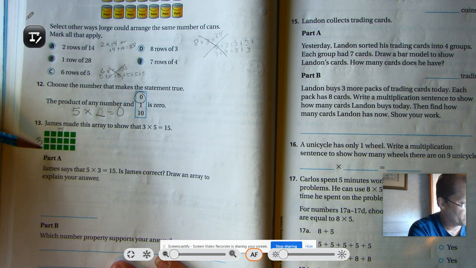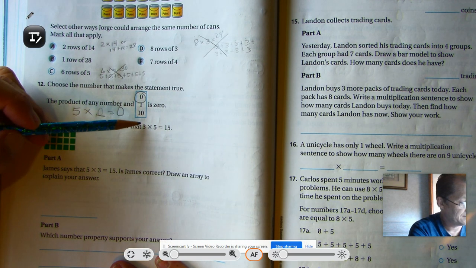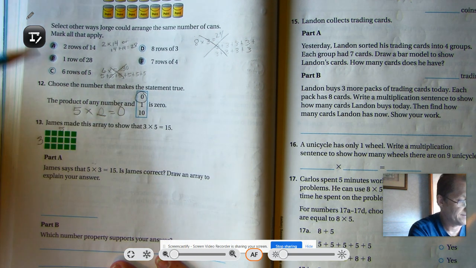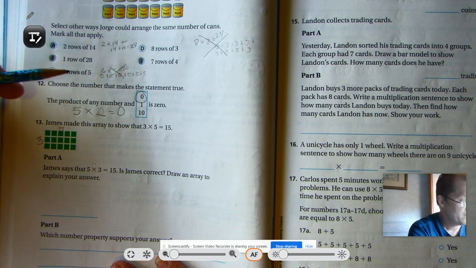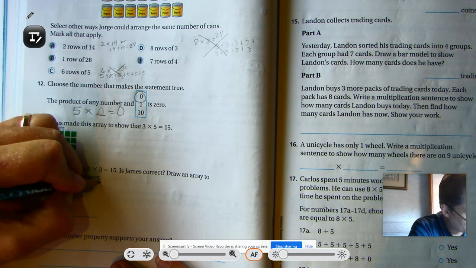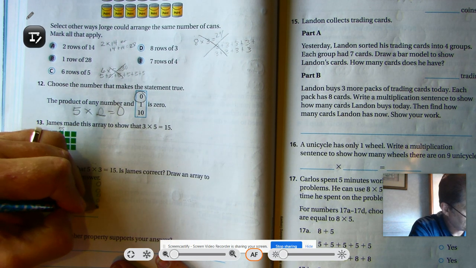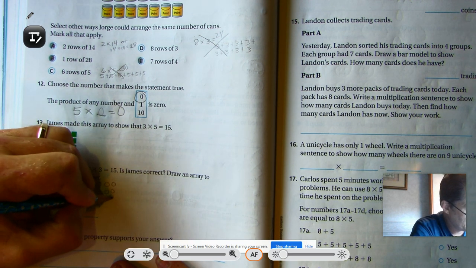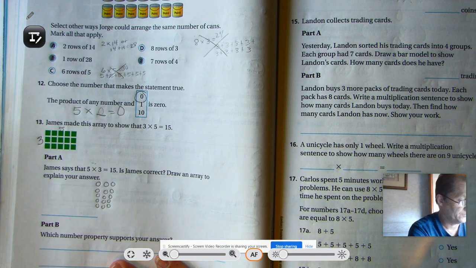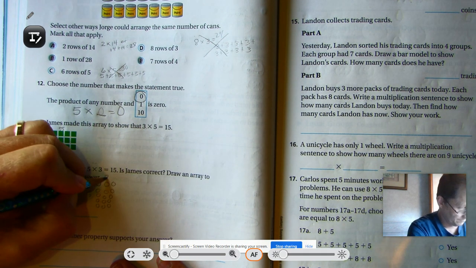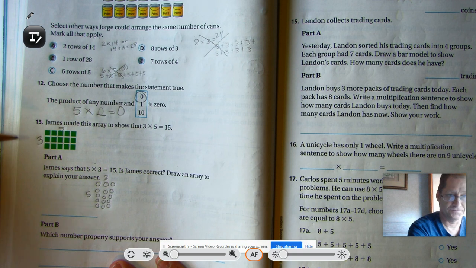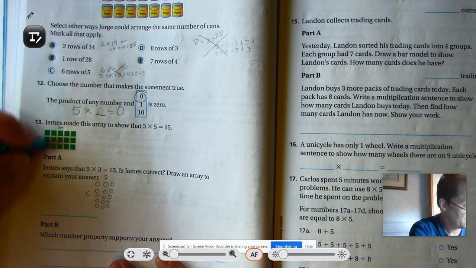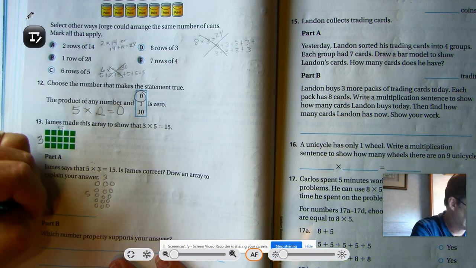Okay, so we know a couple things with this. We know that 5 times 3 is the commutative property for 3 times 5. We also know that if we turned our array, we'd have 5 rows of 3. So yes, he's correct. I didn't change the number of objects in the array. So yes, he's correct.